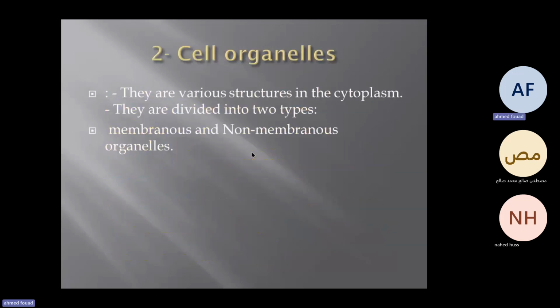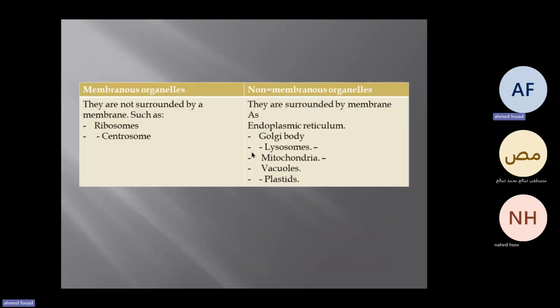The cytoplasm also contains two types of organelles. These two types of organelles are the membranous and the non-membranous organelles. What is the difference between membranous and non-membranous organelles? What about the membranous organelles?